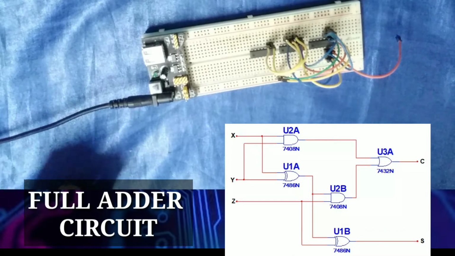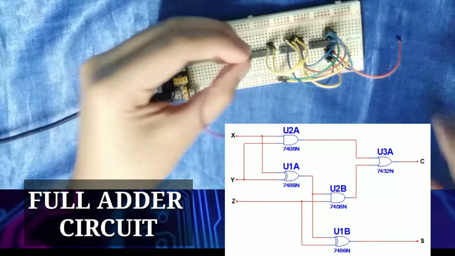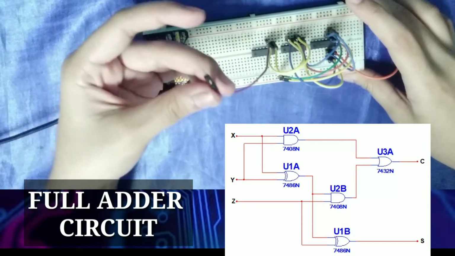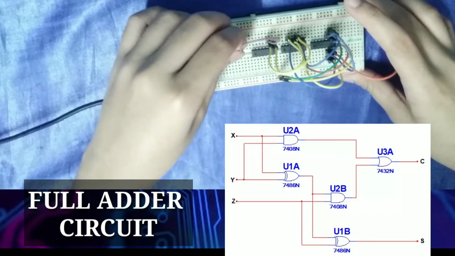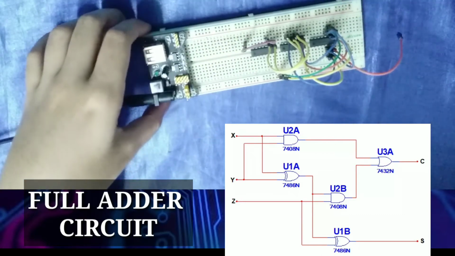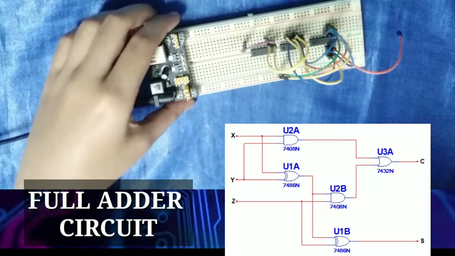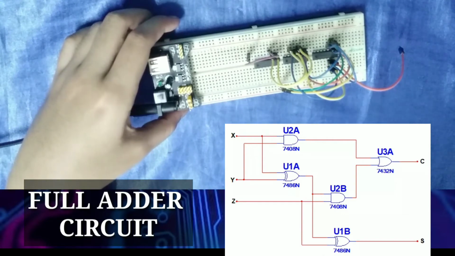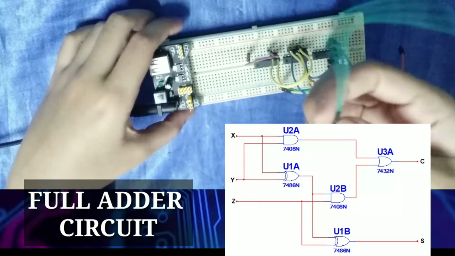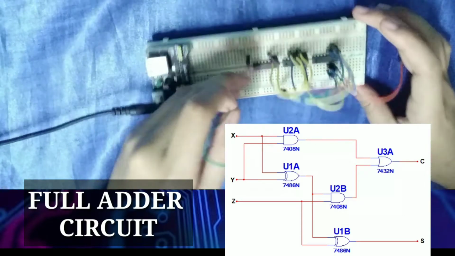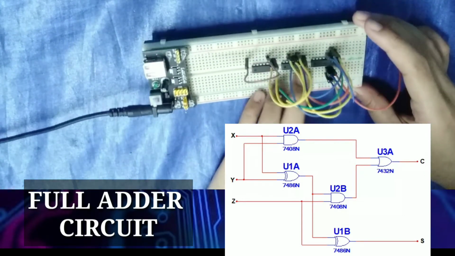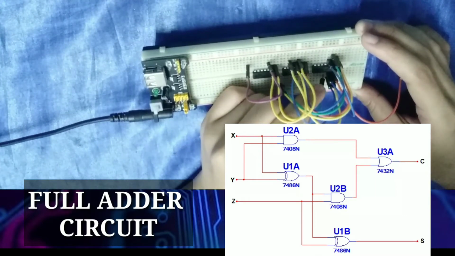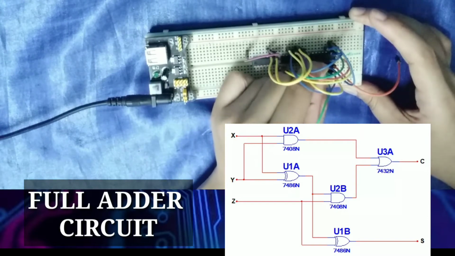Now, for the carry output, or the C output, we will be connecting a wire here on the third pin of the 7408. And for our output for S, we will be connecting another wire, a green wire, on pin number 11 of our 7486. So let's count: this is 8, 9, 10, and 11. This will be pin number 11 of our 7486.